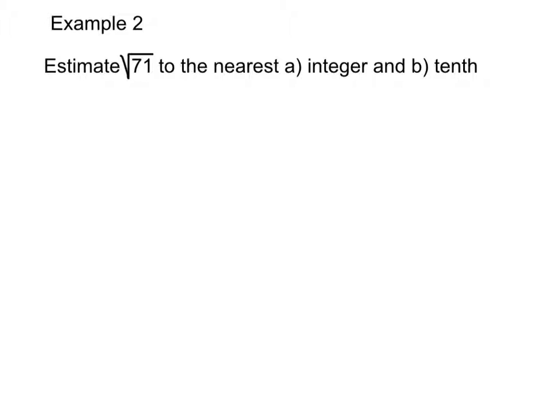Example number 2. Estimate the square root of 71 to the nearest A integer and B the nearest tenth. So the first thing we're going to do is figure out what integer is closest to the square root of 71. What I always like to do is make a little table, and we're going to start by just writing down some numbers. Now, think: what number times itself will give us close to 71?